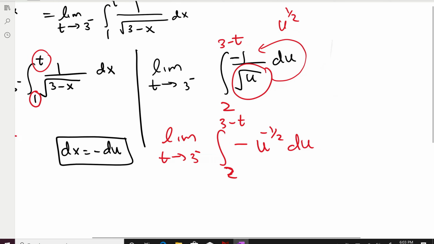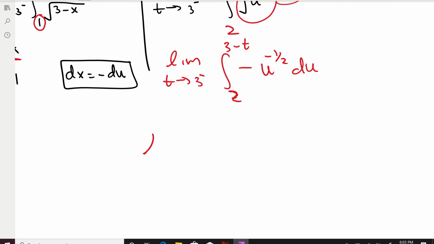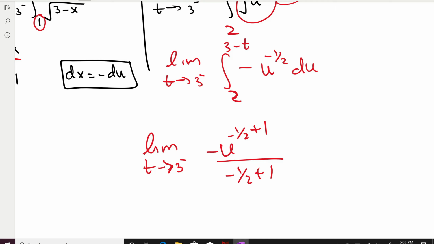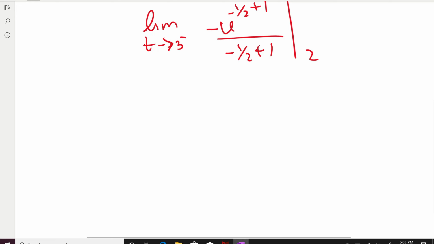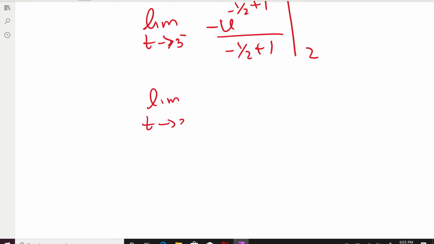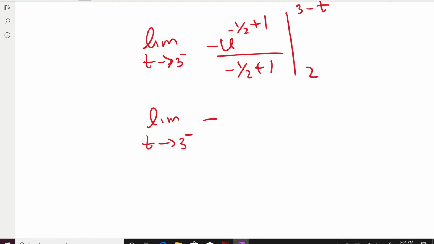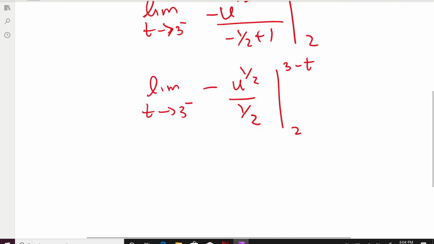Okay. So, let's see what we got. Let's write the limit part first. Now, if you integrate negative u to the negative half, it's going to be negative u to the negative half plus 1 divided by negative half plus 1, right, and you have to evaluate it at 3 minus t and 2. So, let's do that. Limit when t gets closer to 3 from the left. So, it's minus u to the half divided by half, evaluated at 2 and 3 minus t. Now, dividing by half is the same as multiplying by 2. So, we can have it there, right.